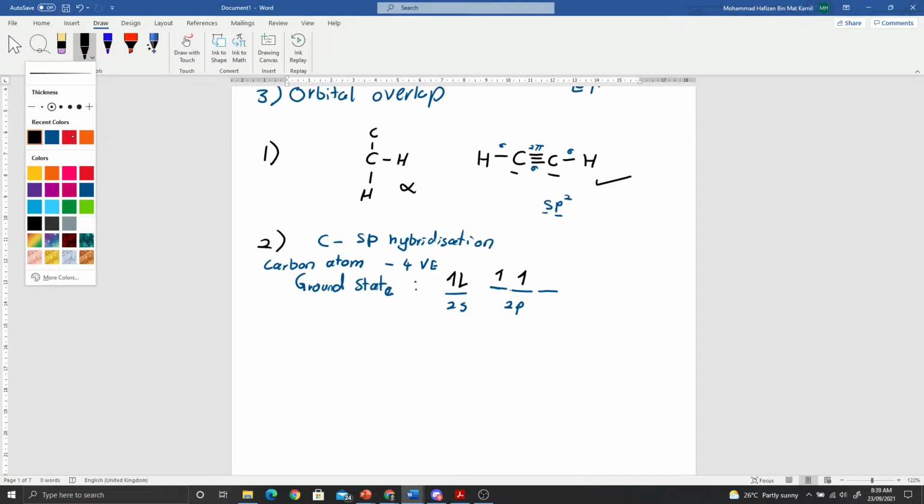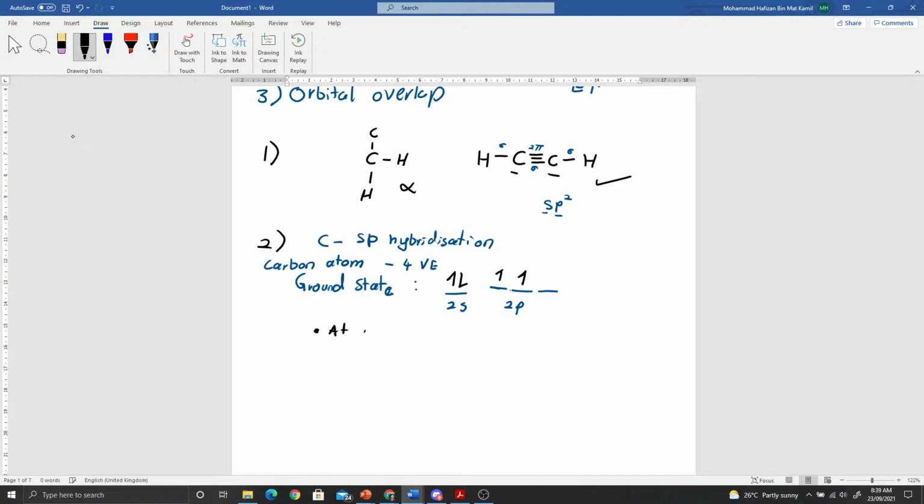Okay. So, apa yang you perlu cerita is, at ground state, untuk matriculation, you boleh buat paragraph, tulis panjang-panjang macam essay, ataupun you nak buat point form pun boleh. Just remember, point form always kena ada complete sentence lah. Okay, at ground state, carbon atom has 4 valence electron, right?